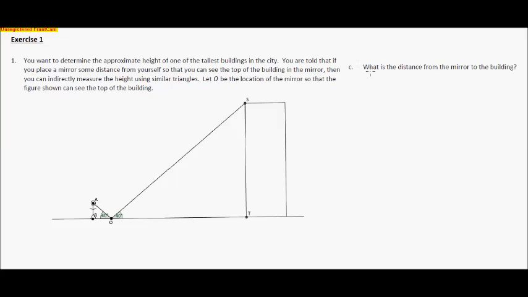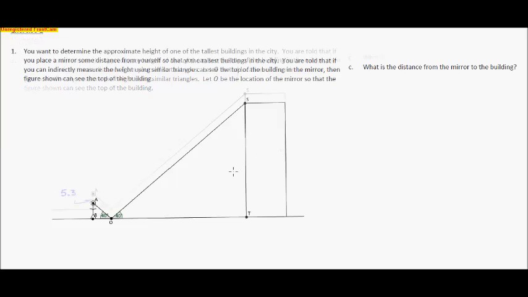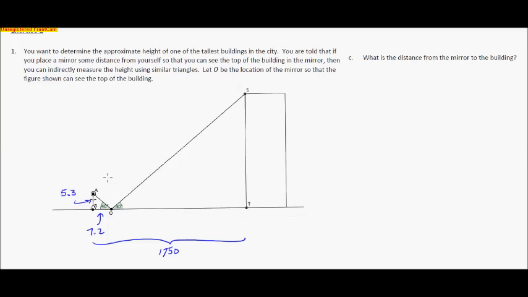The next question asks: what is the distance from the mirror to the building? Notice this is part C, so you have to fill in what they told you in part B. I'm going to take a minute to do that. I labeled everything they told me in part B. Make sure you label this one right; it was a little confusing. They said the distance from eye level to the ground, so that would be from where this person's eyes are straight to the ground. That's why I labeled this one 5.3.